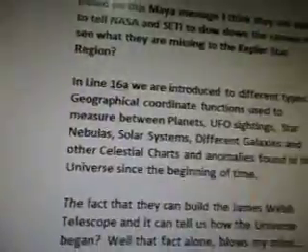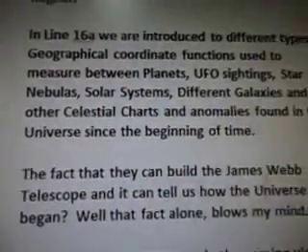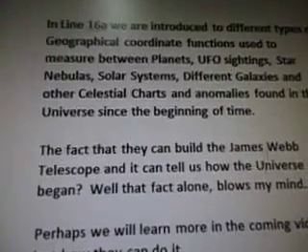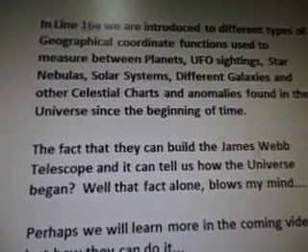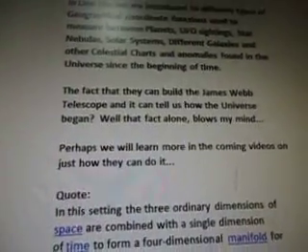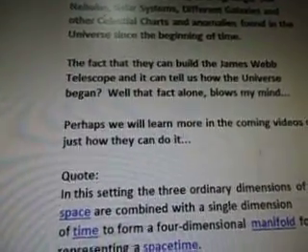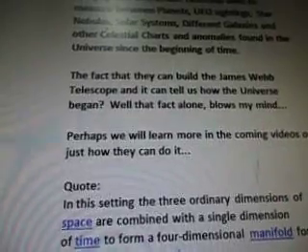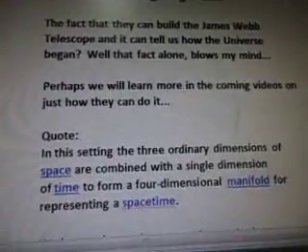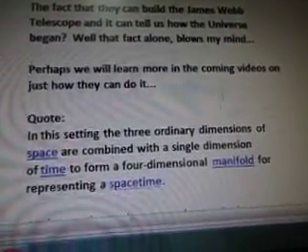In line 16a, we are introduced to different types of geographical coordinate functions used to measure between planets, UFOs, sightings, star nebulas, solar systems, different galaxies, and other celestial charts and anomalies found in the universe since the beginning of time. The fact that they can build the James Webb telescope and it can tell us how the universe began, well, that fact alone blows my mind. Perhaps we will learn more in the coming videos on just how they can do it.